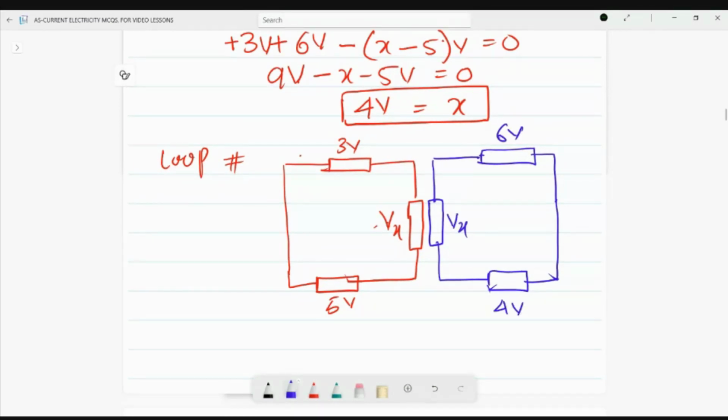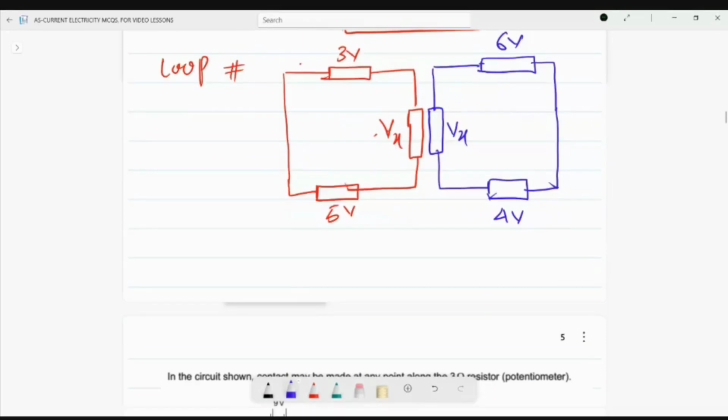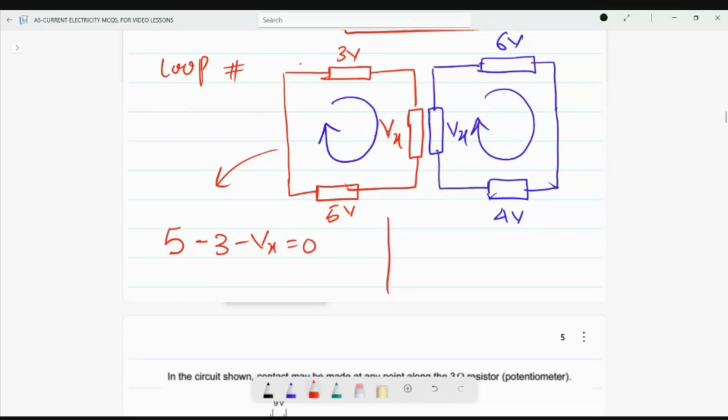Now if I consider that these two loops, they will give you the identical result. So I can simply manage that. For this loop, 5 is the source because that is the largest value. So 5 is the source, and these two are actually the loads. So 5 minus 3 minus Vx, that is equal to 0. So here Vx will give you 2 volts.